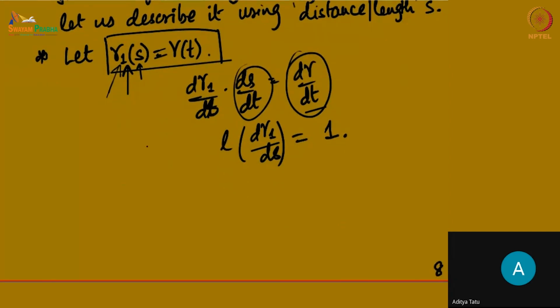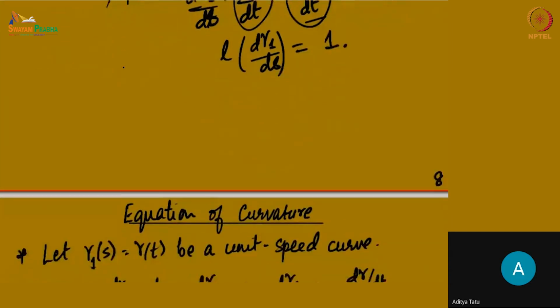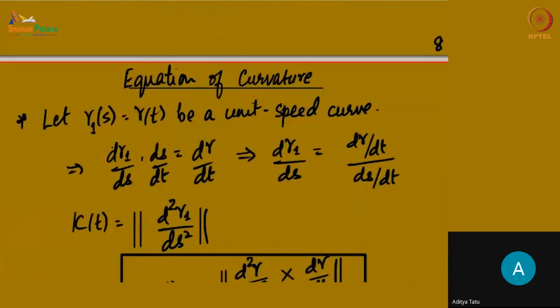Okay, so to get back to this discussion, try to imagine this. You describe the motion of the particle with respect to the distance that the particle has traveled. Once you do that, the speed has to be 1. So once you realize that, γ1(s) is the description of the same curve with respect to s.